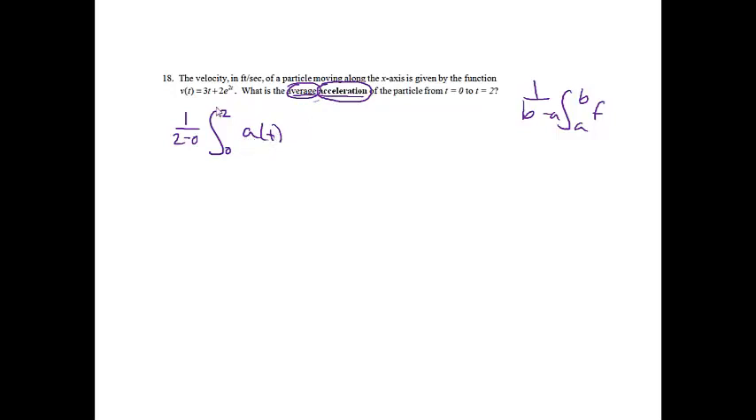Notice I do not have a formula for acceleration. I only have a formula for velocity, but I do know that acceleration is the derivative of the velocity, so I can go ahead and find that, which would be 3 plus 4e to the 2t. And so now this is going to be 1/2 the integral from 0 to 2 of the acceleration, which is 3 plus 4e to the 2t dt.